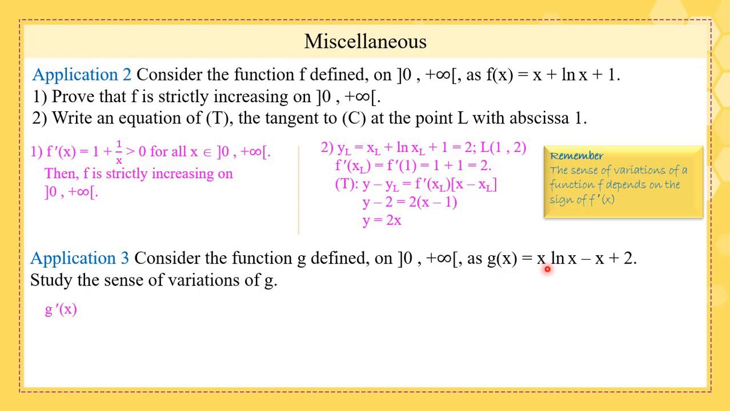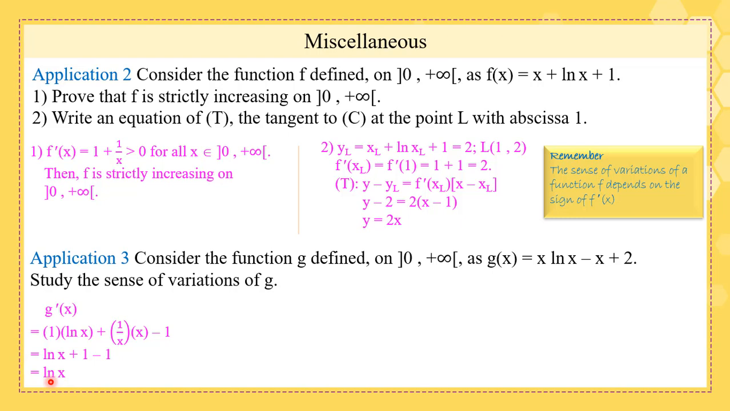Well, g is of the form u minus v plus w, so we have to take each part alone and derive it. And in fact, the first part of g is of the form u times v. So if we want to find g prime of x, we begin with the first part, u times v. Its derivative is u prime v plus v prime u minus the derivative of x, which is 1, and the derivative of plus 2 is 0. Remember, the derivative of ln x is 1 over x. So g prime of x is ln x.